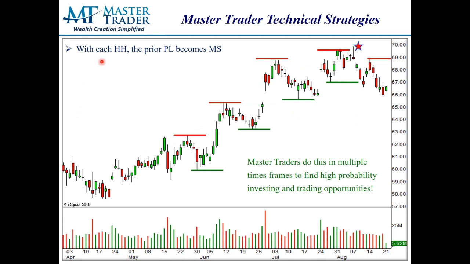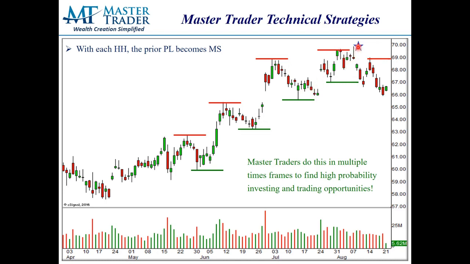Here we have each higher high, the prior low becomes major support. So we continue to track those support levels. Push up, major support. Track that within the trend. Pushing back up again, new major support. Mark it off. Pulls back, new high, mark off major support. And you continue to do this over and over again.